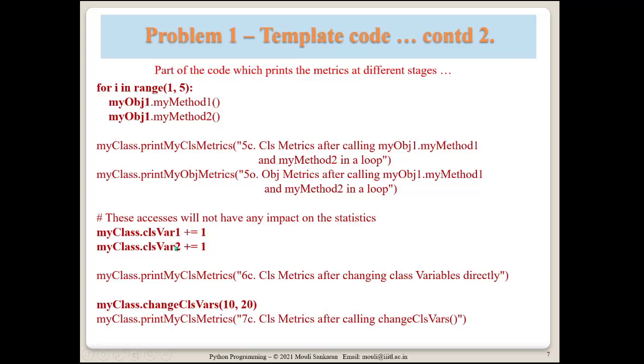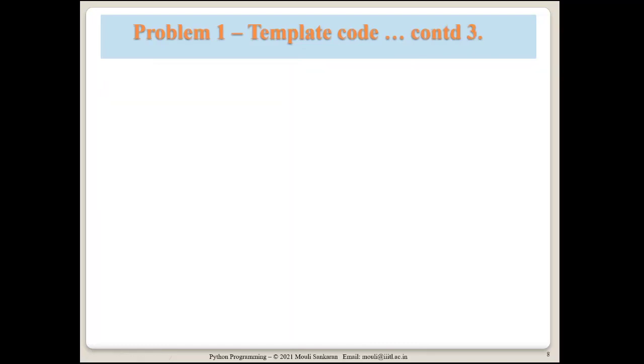Now I am accessing the class variable directly, which I said cannot affect your matrix, because you cannot call your matrix method anywhere. So this should not affect anything. You will see that when I print the matrix, it doesn't have any impact. But if I call using the change class variable method, you are supposed to have instrumented the code, so you should record that the class variable has been accessed. If I call it n number of times, it should be reflected in your class matrix. Yeah, go ahead.